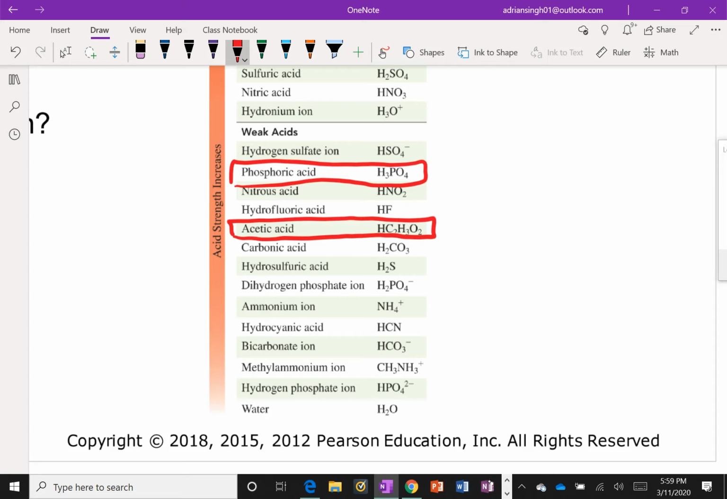A lot of times when students first learn the names, they mispronounce it as acidic acid. It's not acidic, it's acetic. Acids by definition are acidic, so it's not an acidic acid. And then carbonic acid, H2CO3, which is found in any carbonated beverage, so anything that has CO2 dissolved in it.